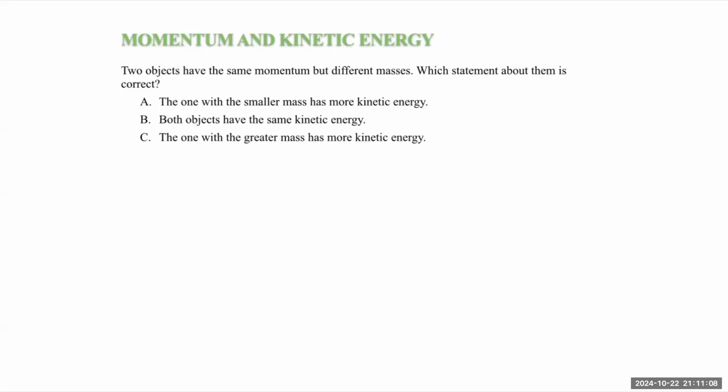Because the momentum of the bowling ball is much higher than the momentum of the tennis ball. Even though they both are moving with the same velocity, the bowling ball has a lot more momentum than the tennis ball, right?